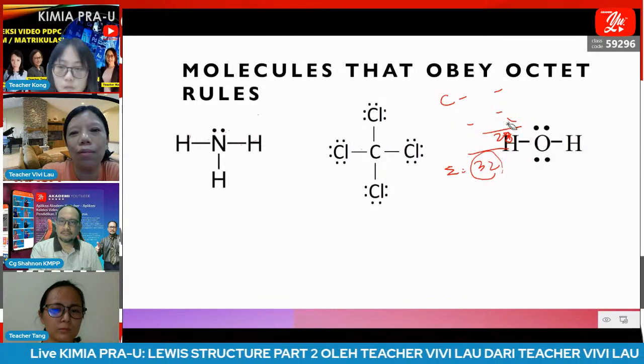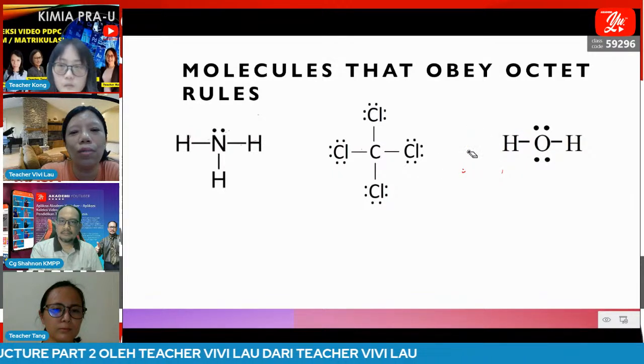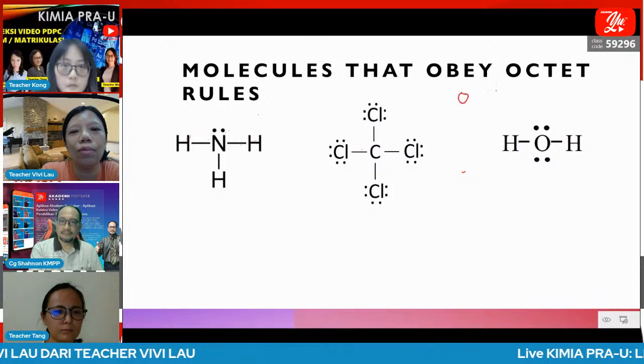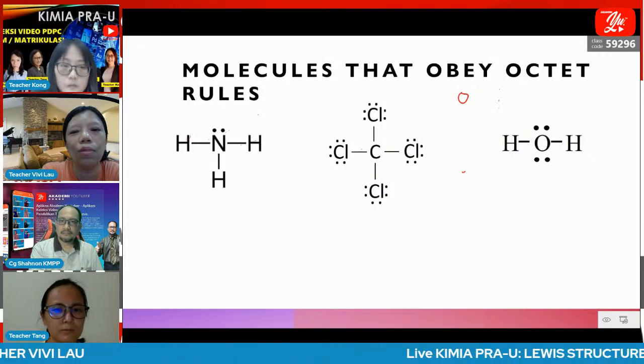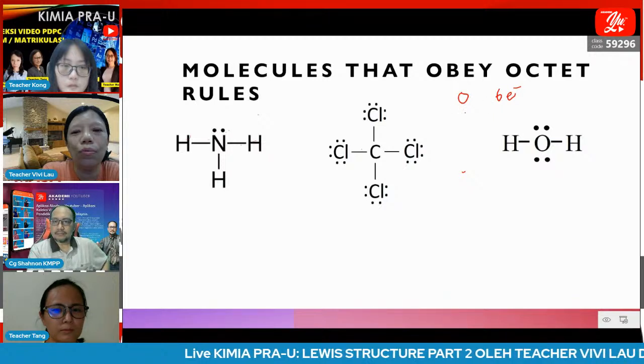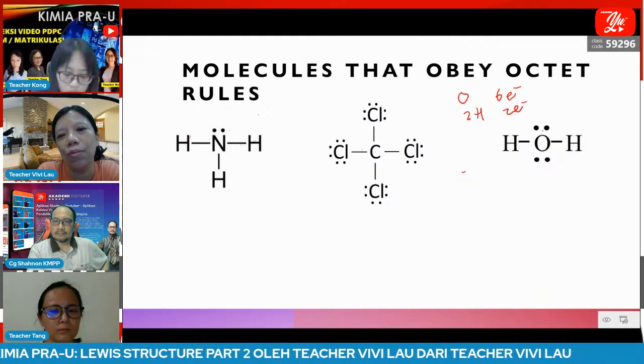Okay, next we look at water. The central atom is oxygen. Oxygen has 6 valence electrons, hydrogen has 1 each, so 2 hydrogen, 2 electrons. So altogether 8. The 2 covalent bonds use 4, so the other 4 are a lone pair.